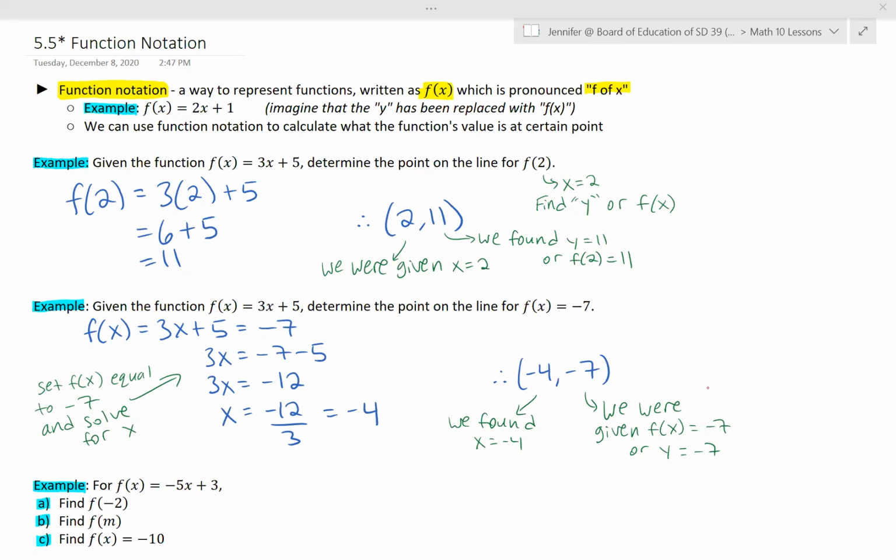Function notation is a way to represent functions, and it's written as f and then in brackets x. This is pronounced f of x. So you kind of pronounce the brackets like the word of, f of x.